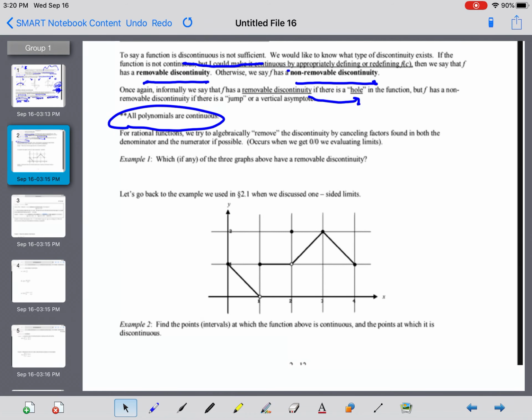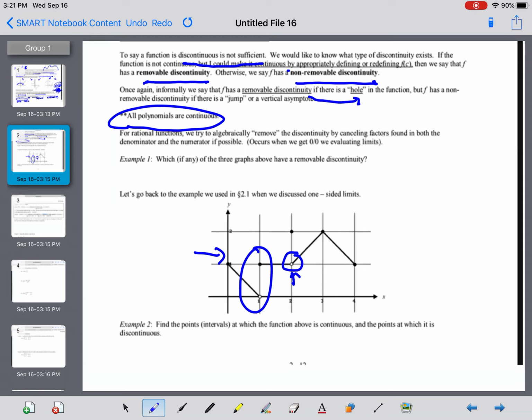Let's move this up. All right, which of any of the three graphs have removable discontinuity? So let's look at example 1. All right, example 1 does not have removable discontinuity. There is removable discontinuity if I could fill in that point right here, but it is discontinuous here and it's discontinuous here, but it is not removable. This part right here is removable. This jump is not easily fixed.